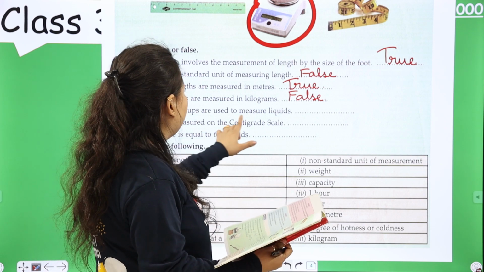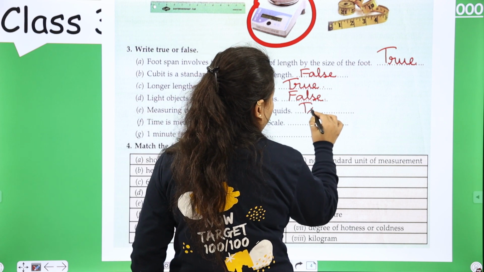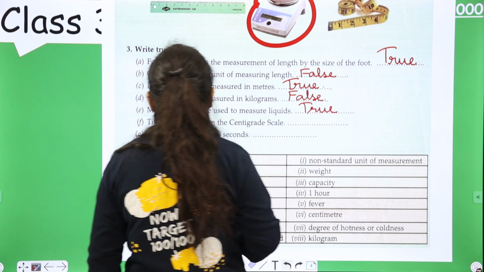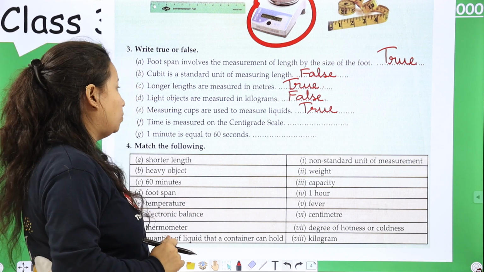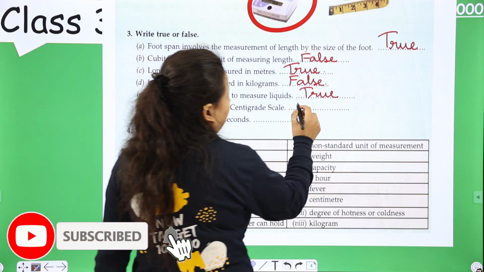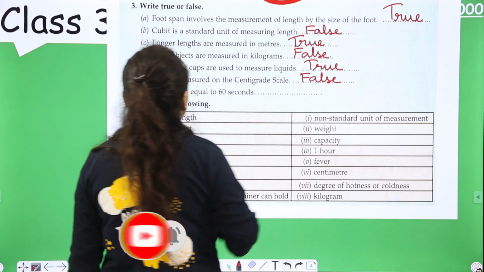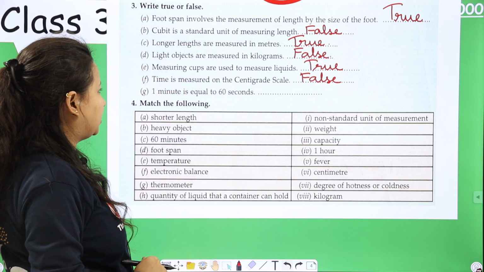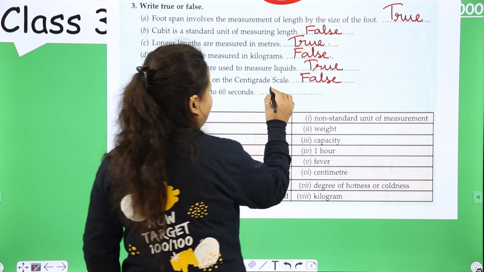Measuring cups are used to measure liquids? True. Time is measured on the centigrade scale? No, temperature is measured on the centigrade scale. This is false. 1 minute is equal to 60 seconds? Yes, it's true.